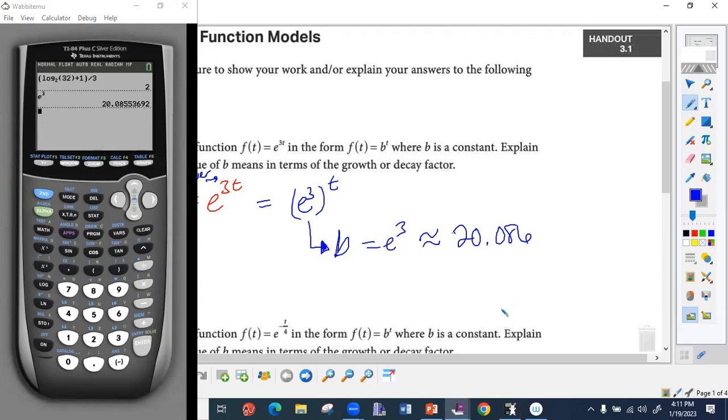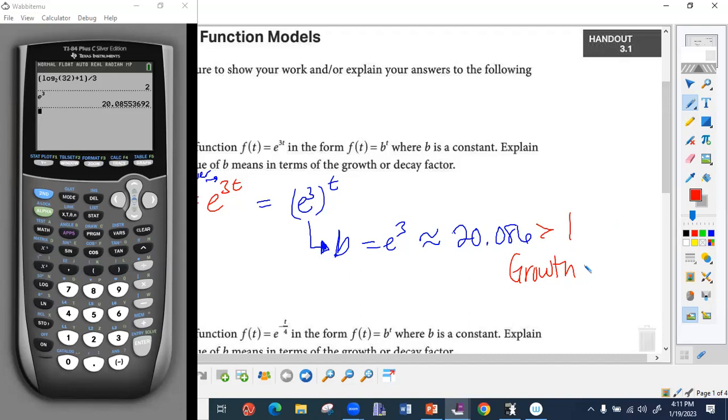Now that I have my factor, is it a growth factor or a decay factor? Why is it a growth factor? Not because it's positive, because it's what? Bigger than 1. It is greater than 1. So therefore, this is a growth. Got it? All right, so that is what you're doing for 2 and 3. Okay, we're going to let you come back to that.